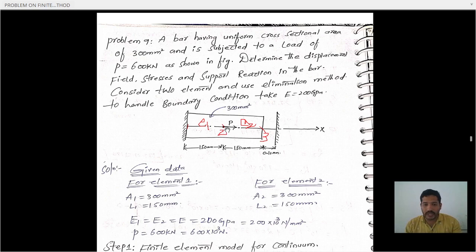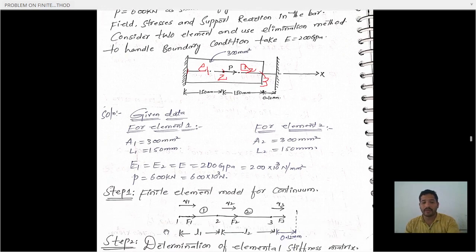And how much load is acting at the middle of this bar? 600 kilonewton load is acting at the middle of the bar. If you want to convert to Newton, 600 as it is, kilo means 1000.